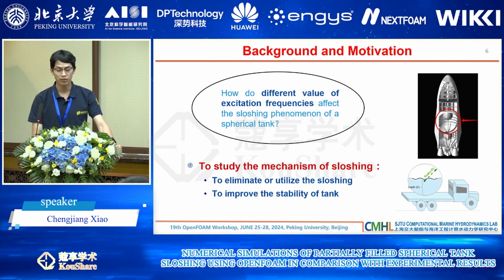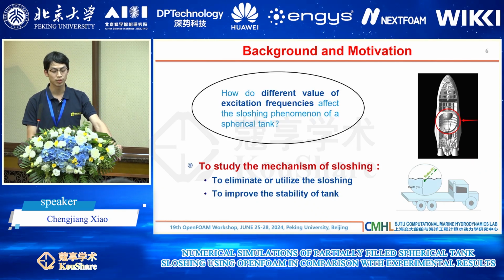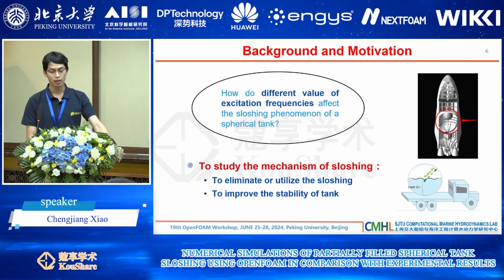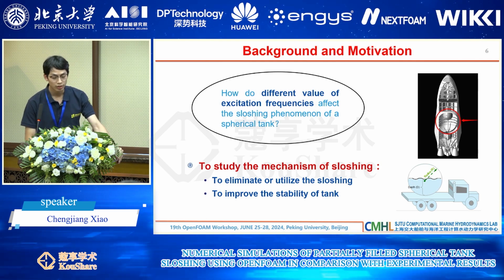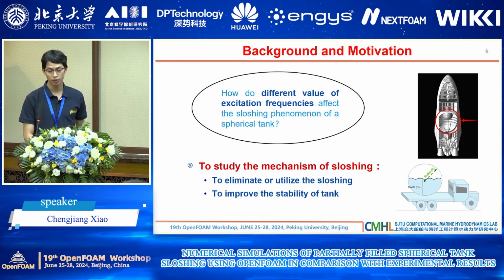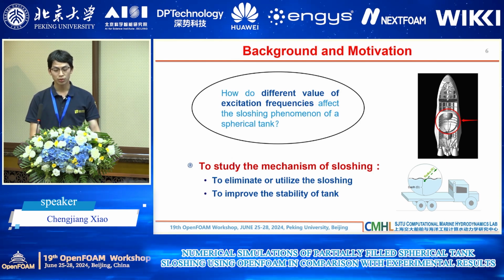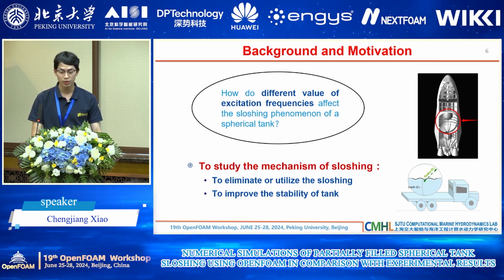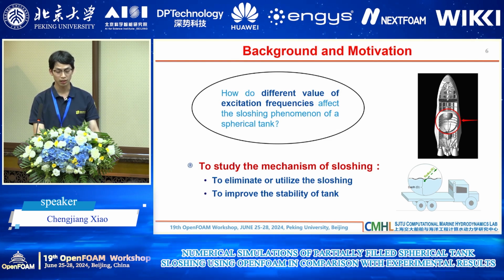Given that sloshing force can impact the stability of ships, offshore structures, and aerospace vehicles, researching how these forces are generated or composed is indeed invaluable. So there is a question: how do different excitation frequencies affect the sloshing of the tanks?